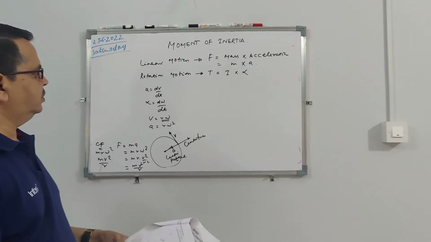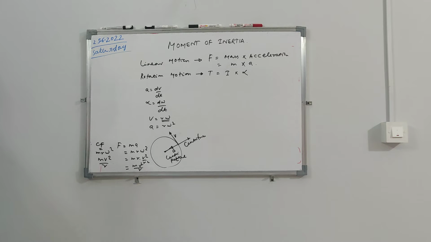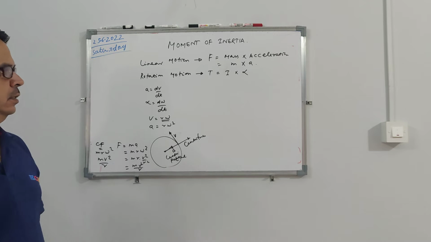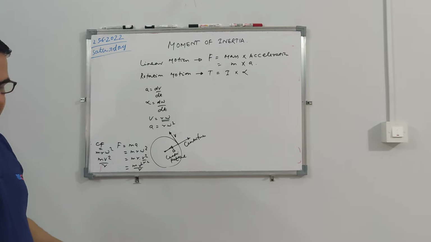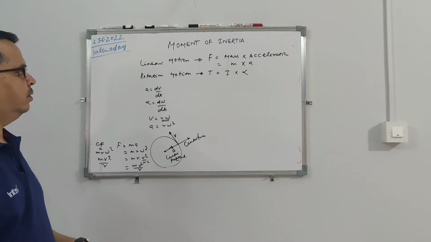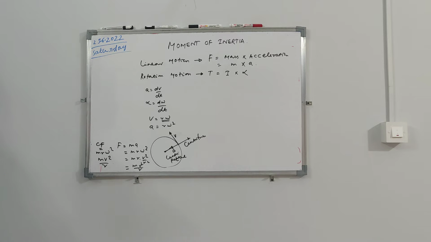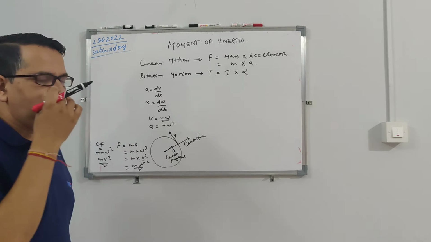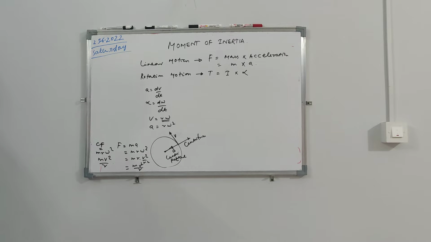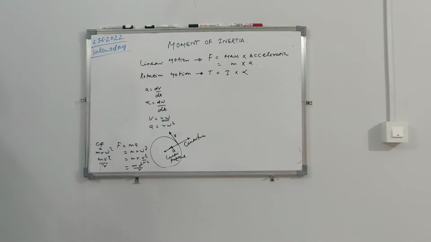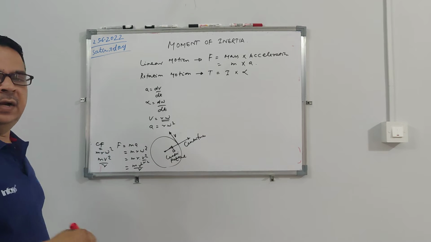So there is a relationship between linear motion and rotational motion. In linear motion, your force is mass into acceleration. And in rotational motion, the corresponding thing for force is torque, and corresponding to mass, here it is moment of inertia. And alpha is your angular acceleration. So I is called moment of inertia.